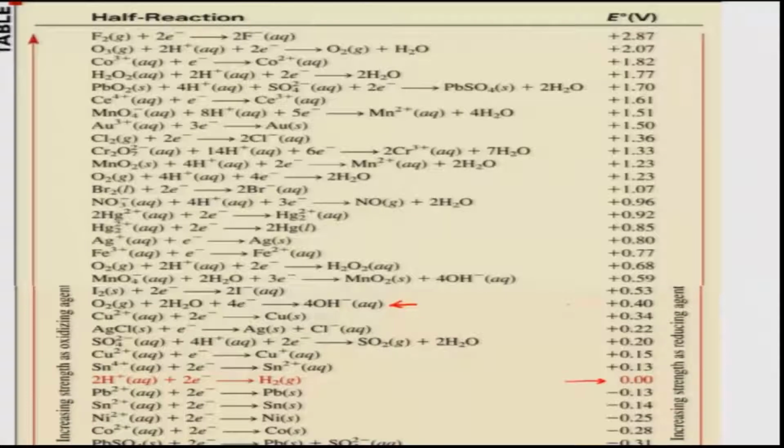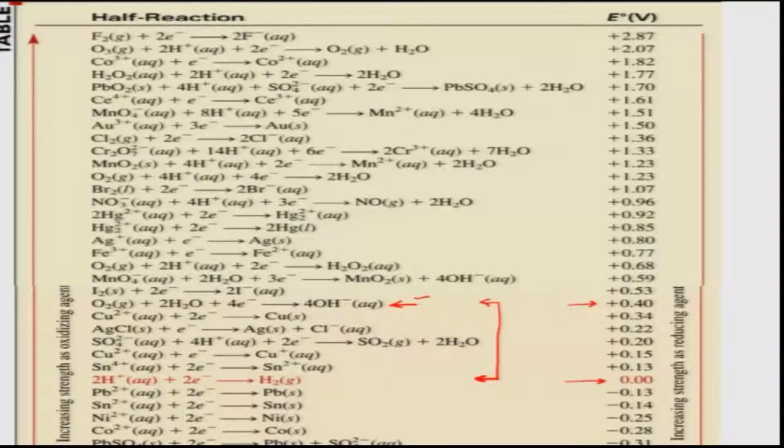The standard reduction potential was 0.401. So, here it is written 0.40 and hydrogen is 0.0. So, if we have a combination between these two, then definitely this will be preferred as a reduction potential, the other one would be oxidation reactions.